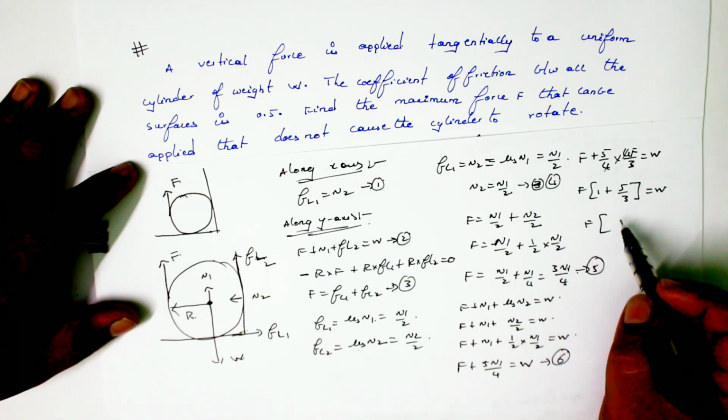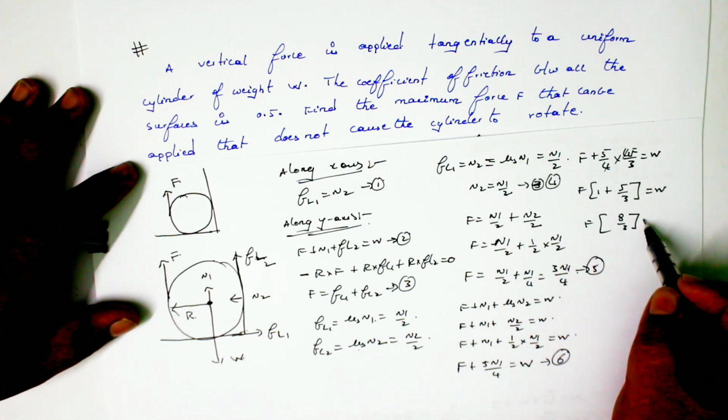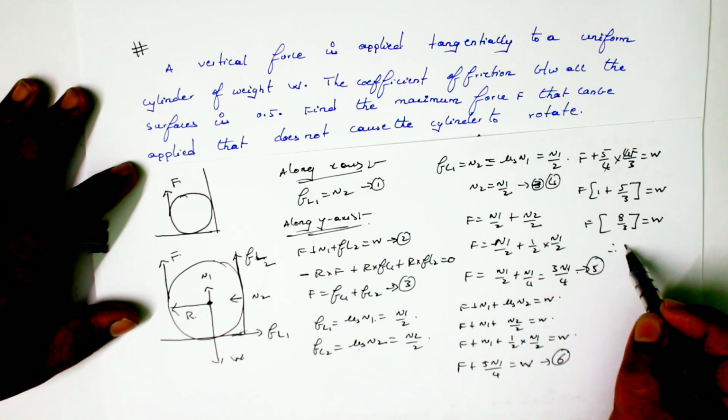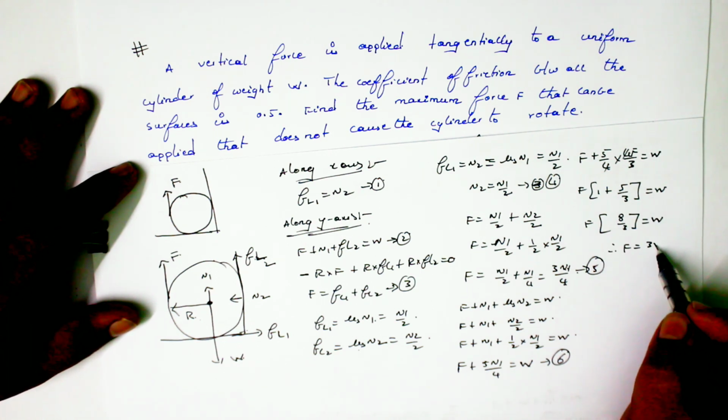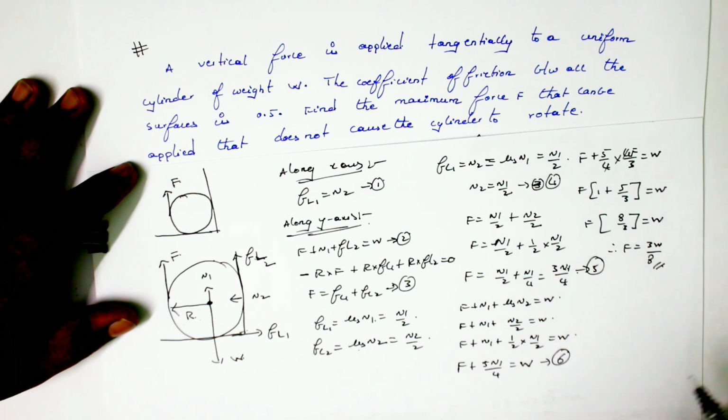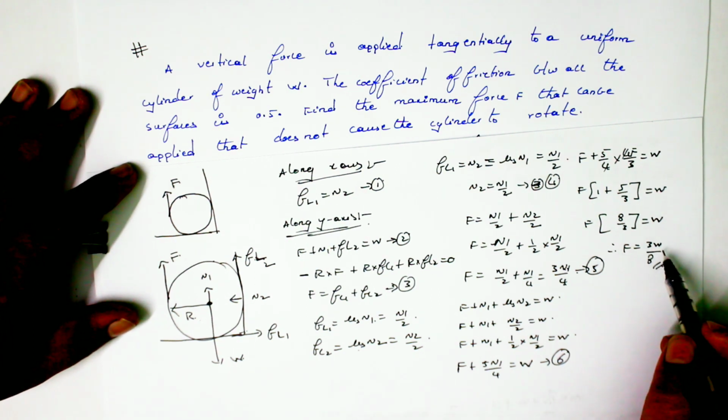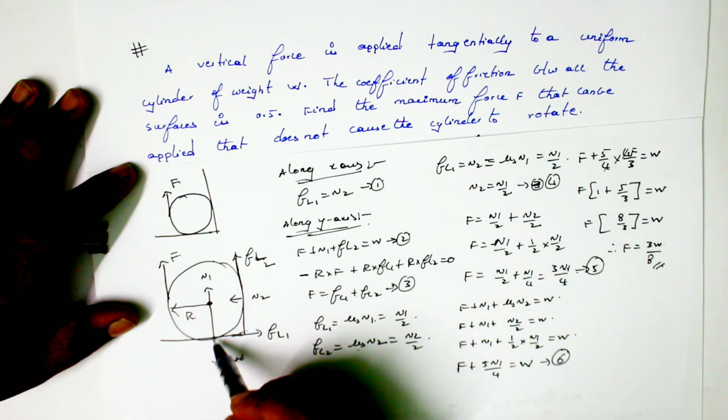So F into 8 by 3 is equal to W. Therefore, F is equal to 3W divided by 8. So this is my answer. So the required force is equal to 3 by 8 times the weight of this cylinder.